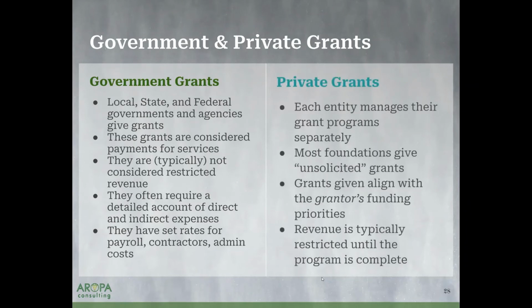Private grants, on the other hand, can run the gamut, right? Because they can be corporations, they can be individuals or foundations, family foundations, large foundations. So each entity manages their grant program separately. Just because you got a grant from one family foundation doesn't mean another family foundation is going to run their grant program the same way. So every time you apply for a new grant with a new funder, talk to other organizations that have received those grants, review their websites, review all of the information that they have available, because they will hopefully stipulate what their specific reporting and compliance requirements are.